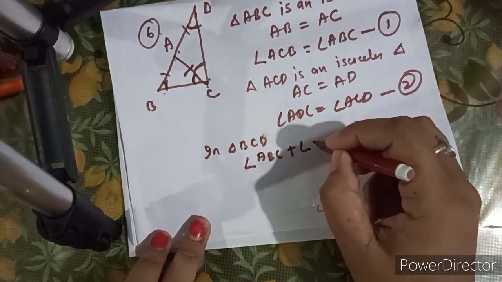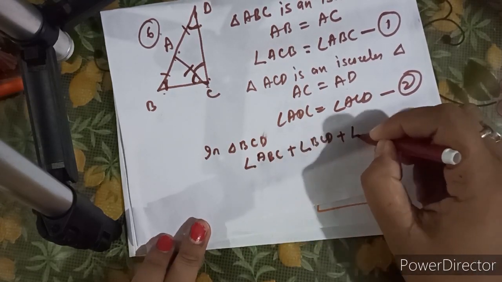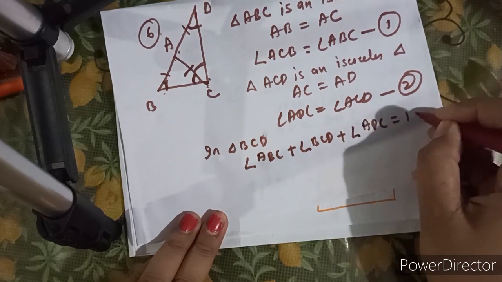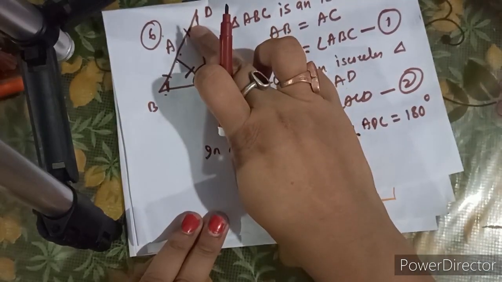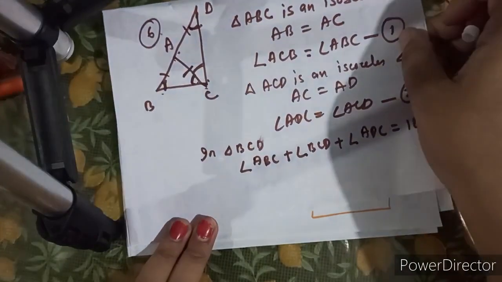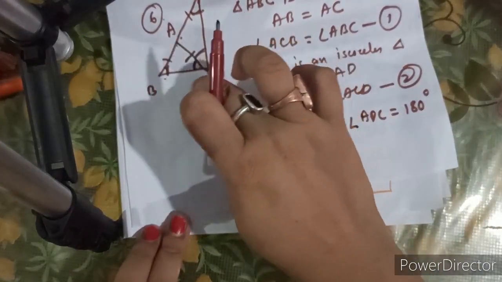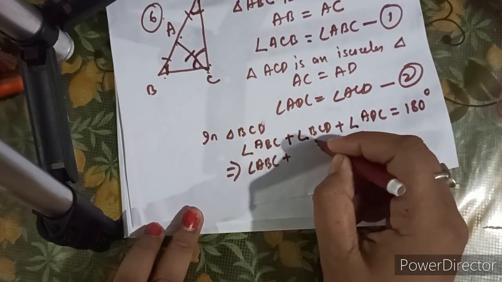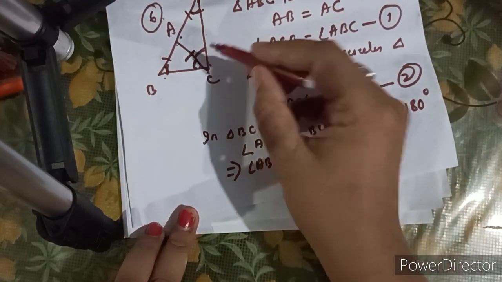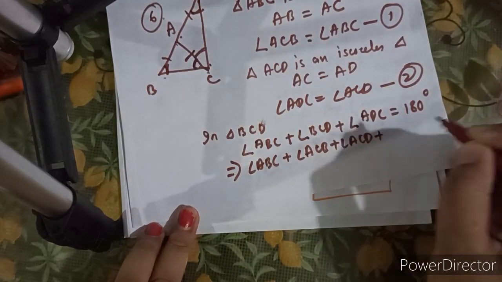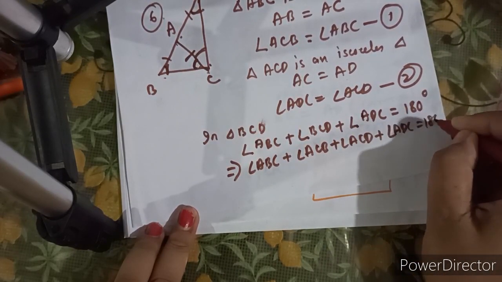After that, in triangle BCD, if you see this triangle BCD, angle ABC plus angle BCD plus angle ADC is equal to 180 degrees by the angle sum property. This angle plus this angle plus this angle, these three angles together is what? 180 degrees, but we have to prove that this single angle is 90 degrees. So ABC I am keeping as it is. If you see, angle BCD is divided into two parts, isn't it? One is ACB and another is ACD. And ADC I am keeping as it is.